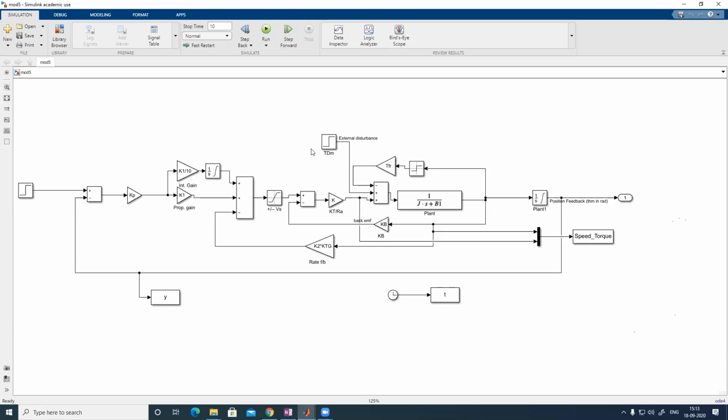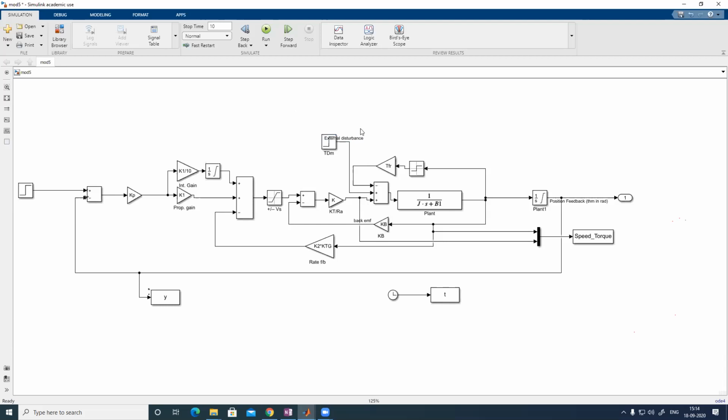And here an external disturbance is given. What does external disturbance mean? If you have a system with some load, and it has to drive that load, and some extra, unwanted load comes, that is called external disturbance. That also is supplied from the torque point of view only. Here it is the torque coming, so that torque only it has to supply. So this external disturbance is modeled here.